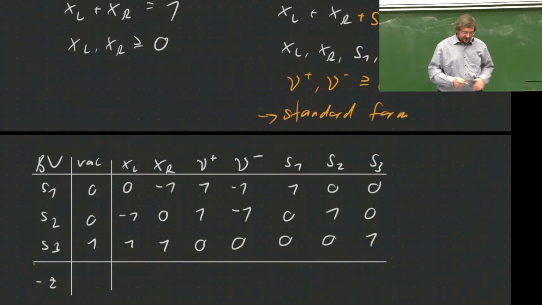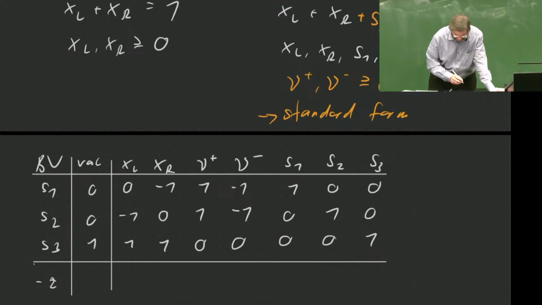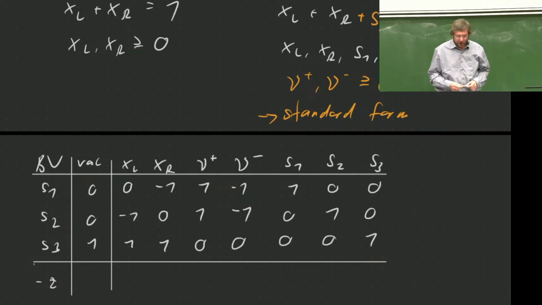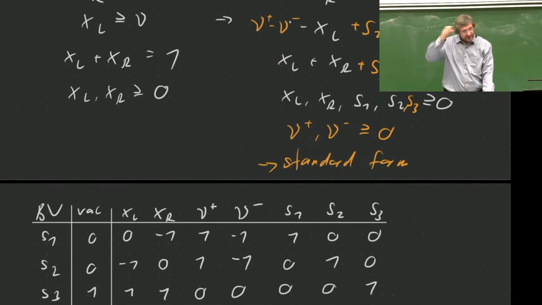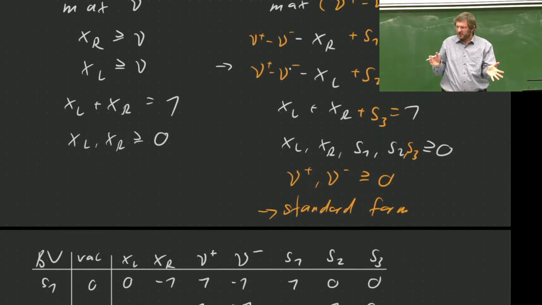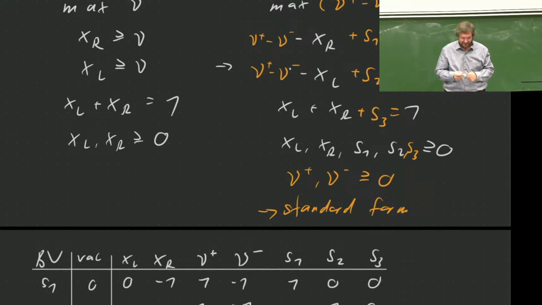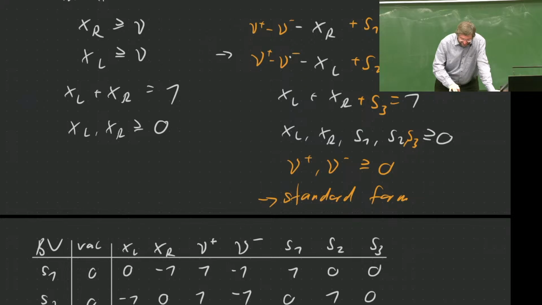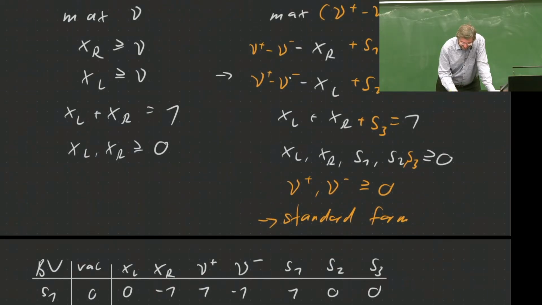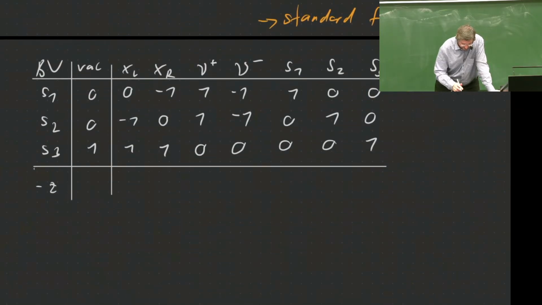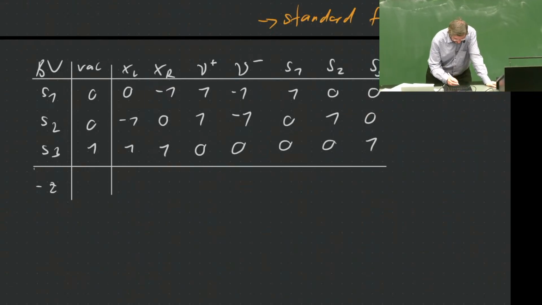Okay, finally I need the objective function, or better, the reduced costs. So this goes into the last row. Sometimes people also put it in the first row. I don't know what you did. Last row, first row? Last row, great, okay. So the objective is mu plus minus mu minus. So that means we'll start with the 1 here and the minus 1 here.